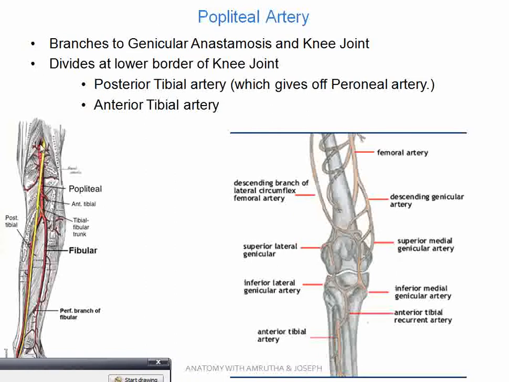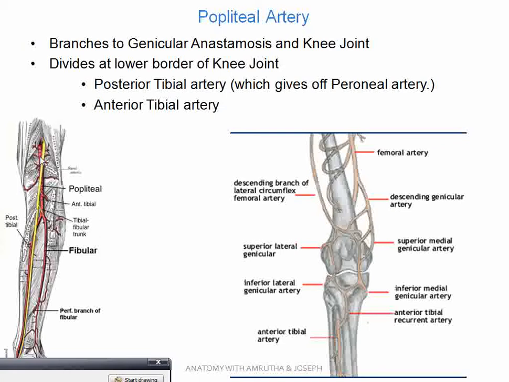Now this is a posterior view where the femoral artery passes through the adductor hiatus and reaches the posterior aspect of the thigh, reaching the popliteal fossa. Popliteal fossa is a diamond shaped fossa behind the knee, and this artery is called the popliteal artery.